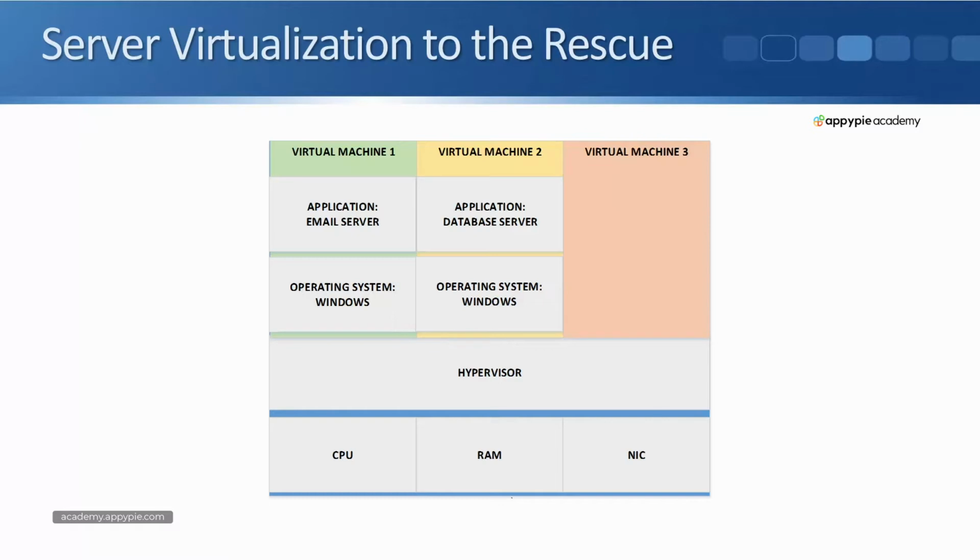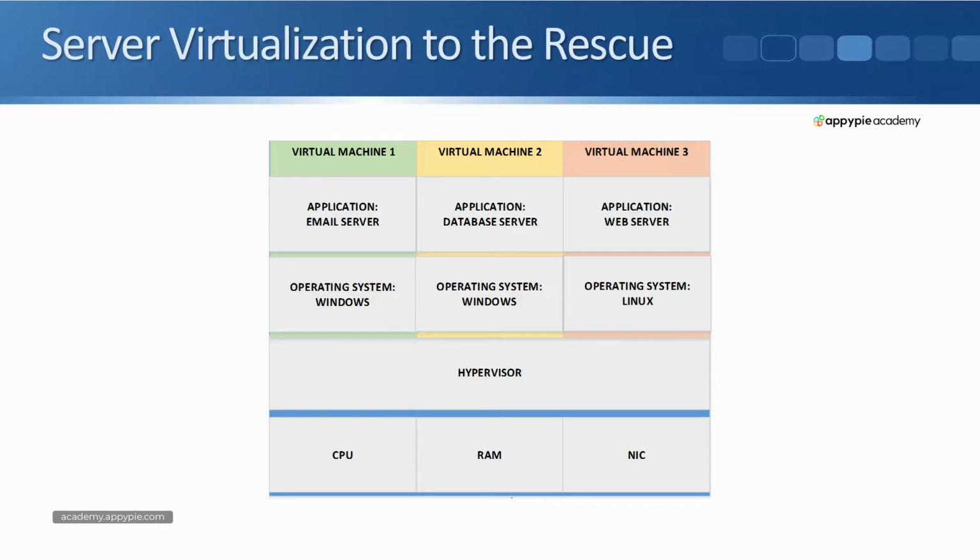And then virtual machine 3, let's say that this is actually running Linux now. So even on the same piece of underlying hardware, the same underlying server, I can have virtual machines running that are running different operating systems. That'll work just fine. And then on top of the Linux operating system, I install my web server application now.